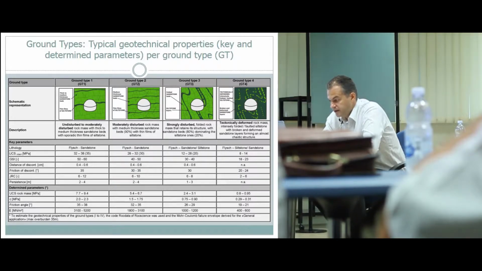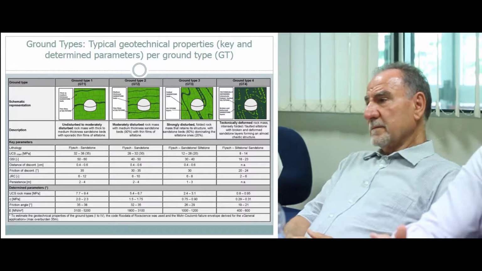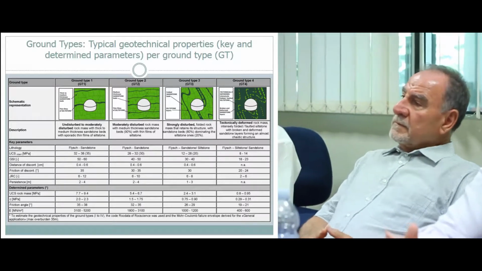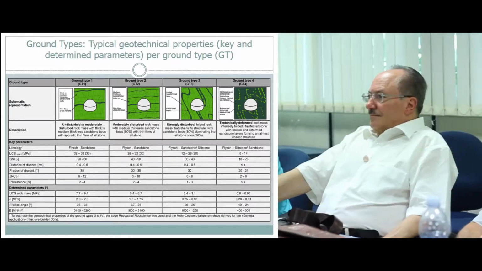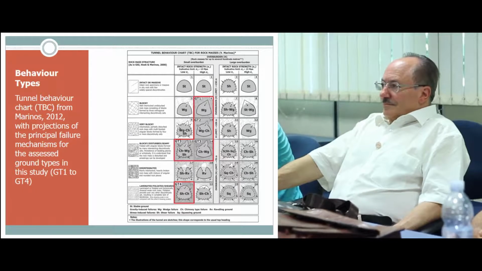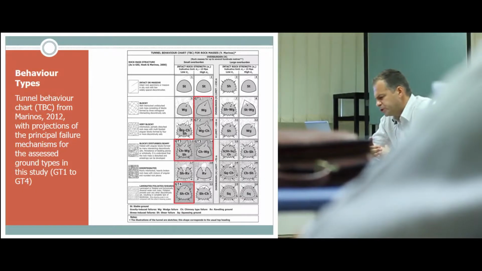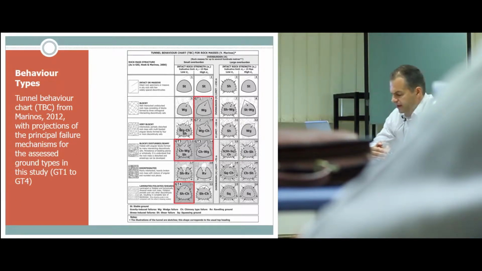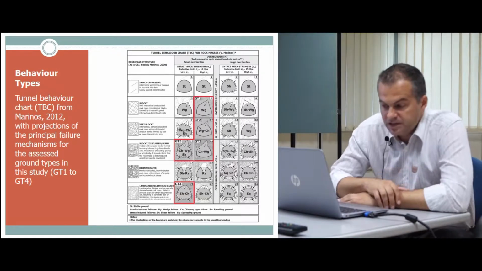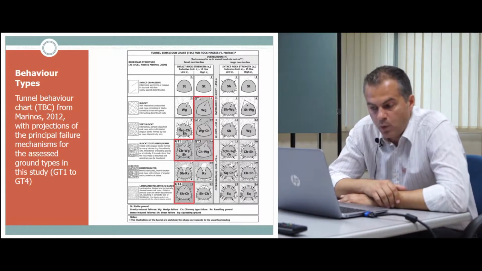Shear failures, but mainly we may have this kind of problems. Of course, some chimney type failures due to this very low cohesion of the rock mass may also develop. So in particular, we have three behavior types. Behavior type 1, we have discontinuity controlled overbreaks. This is a case for ground types 1, 2, and 3.